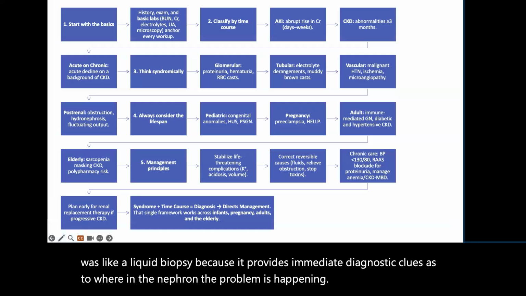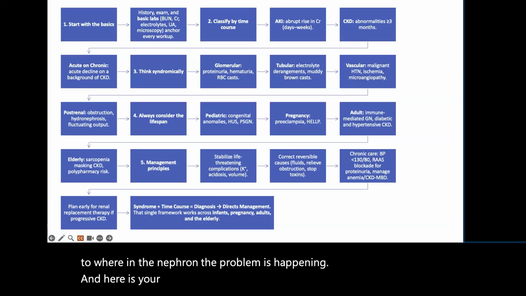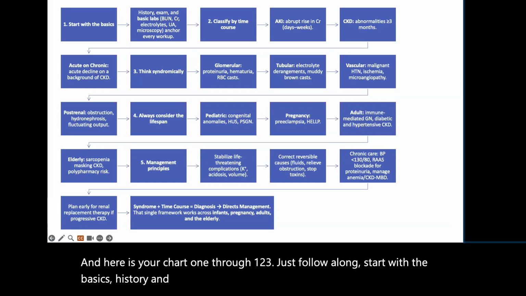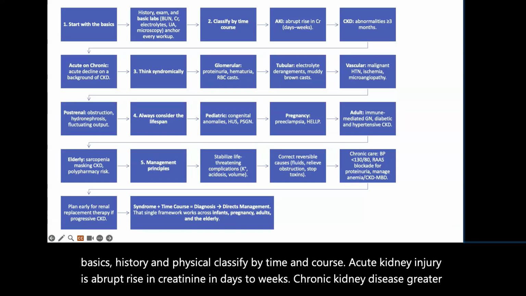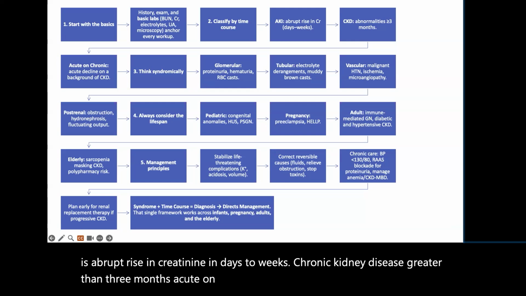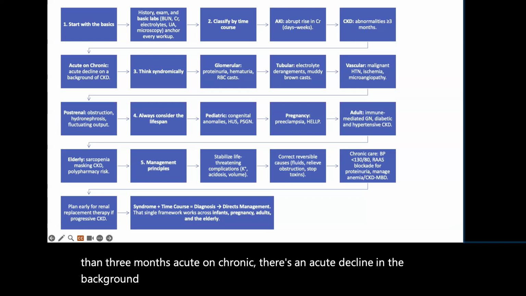And here is your chart. Just follow along. Start with the basics, history and physical, classified by time and course. Acute kidney injury is abrupt rise in creatinine in days to weeks. Chronic kidney disease greater than 3 months. Acute on chronic, there's an acute decline in the background of chronic kidney disease.